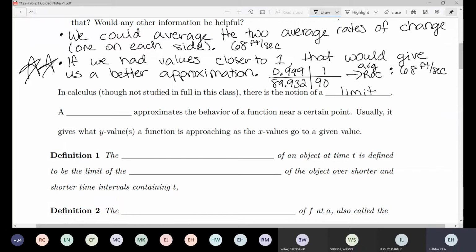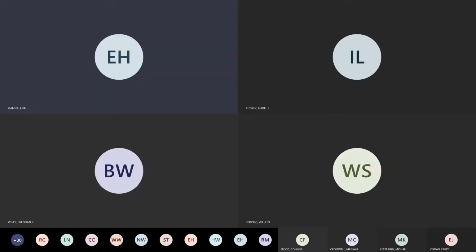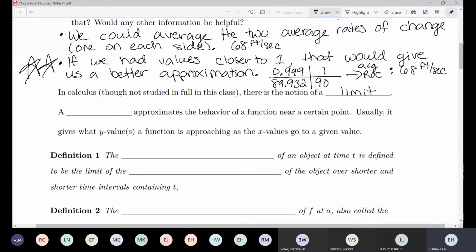Oh, lag. Let me try to unshare and reshare and see if that helps a little bit. Probably not, but just in case.